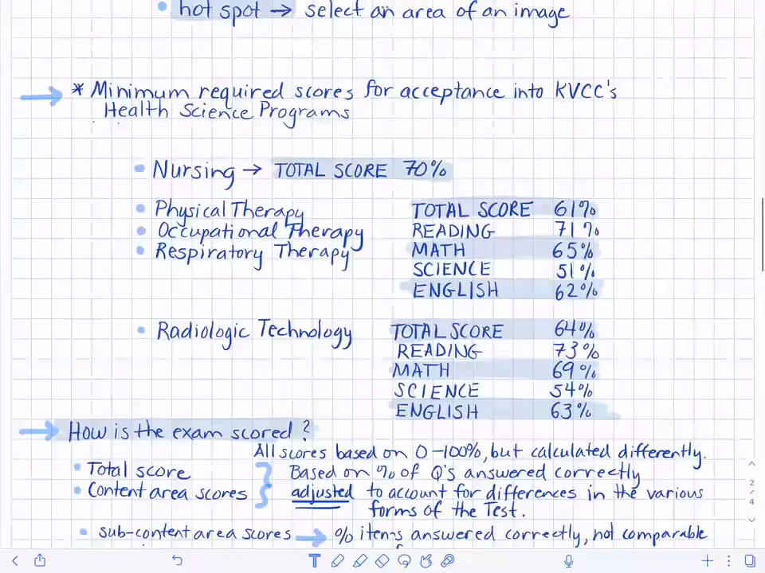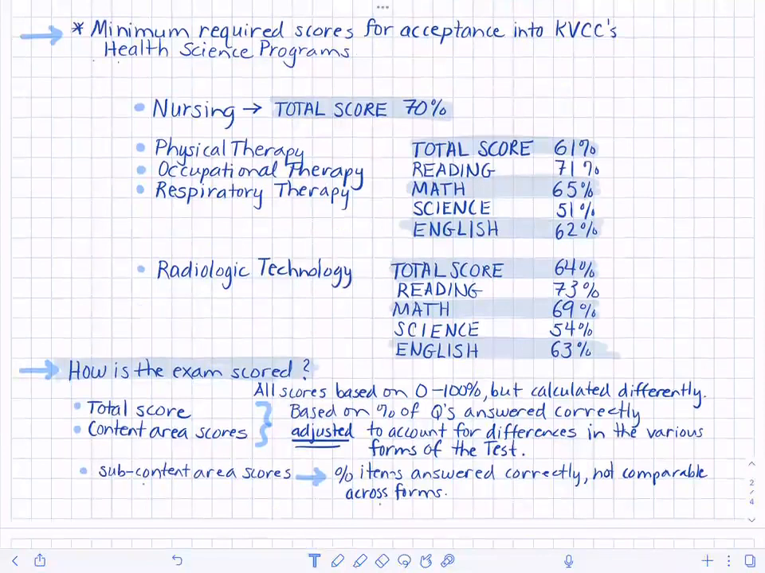The minimum required scores for acceptance into KVCC's health science programs are: for nursing, we look at the total score. A 70 percent is the minimum requirement. So your individual content area scores are not counted, but they do figure into your total score. So in a sense, they are counted.